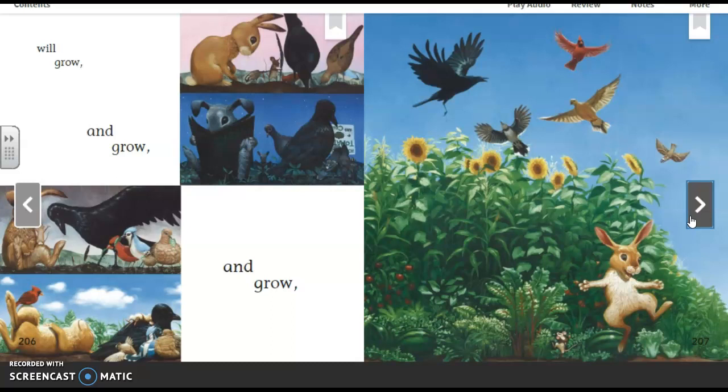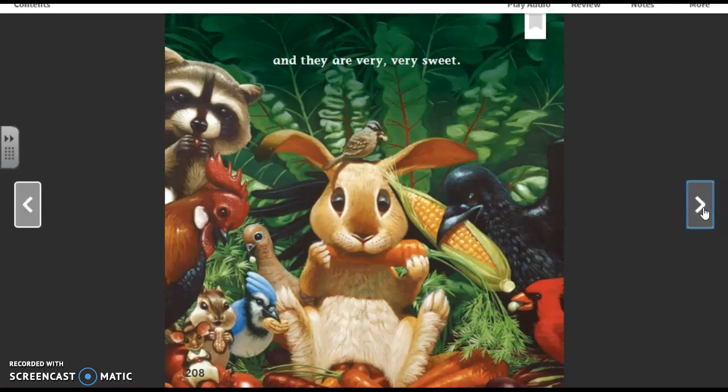This reminds me of the story we read called "The Big Guy Took My Ball." Because in that story also, characters were doing nice things for each other. Let's finish this. It said the kindness will grow and grow and grow. And they are very, very sweet.